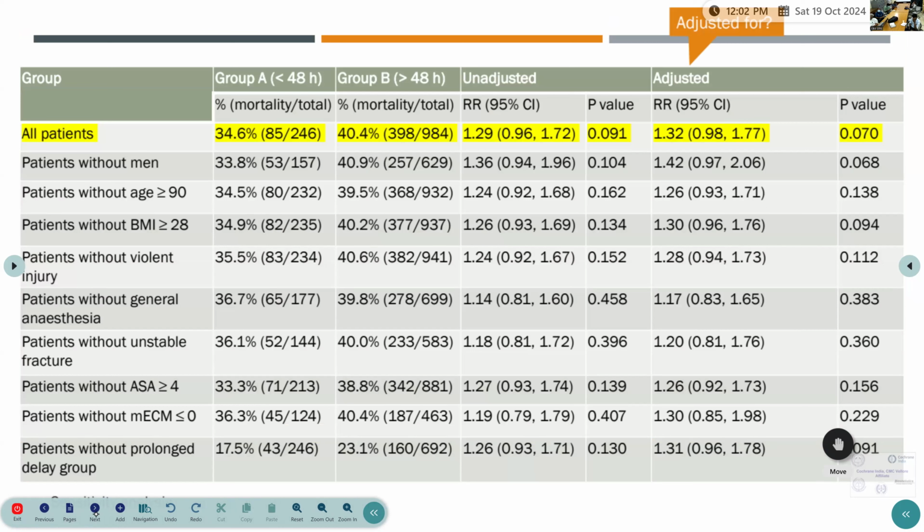I would just again like to look at this mortality of all patients. This is only the post-match data, which is why our number is 246 and 984 and not the 2000 patients that we had in the group. So here are the numbers again: 34.6 mortality in group A and 44.4 mortality in group B. The risk ratio that we calculated here is 1.32 with a confidence interval from 0.98 to 1.77. So it's crossing 1, but it is close to 1 on the left side. So the question is, is there actually higher mortality in the delayed surgery group as compared to the early surgery group?